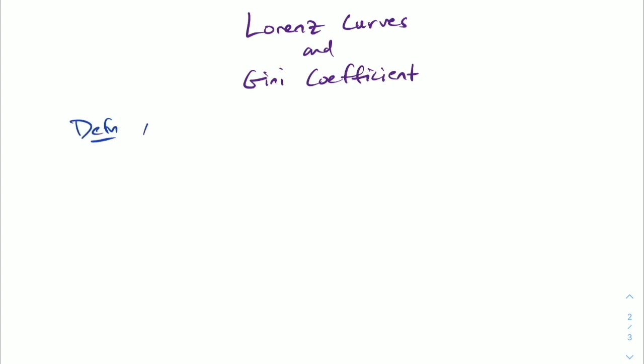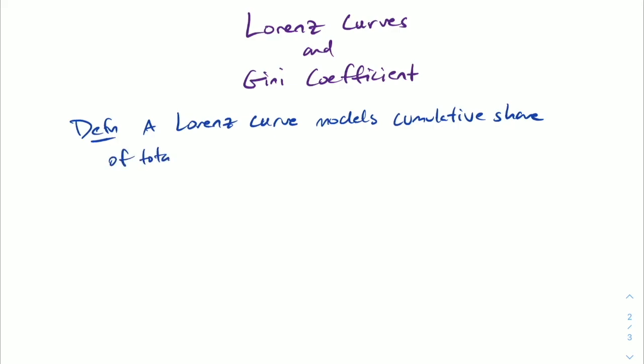So a Lorenz curve models cumulative share of total income versus cumulative share of total persons.